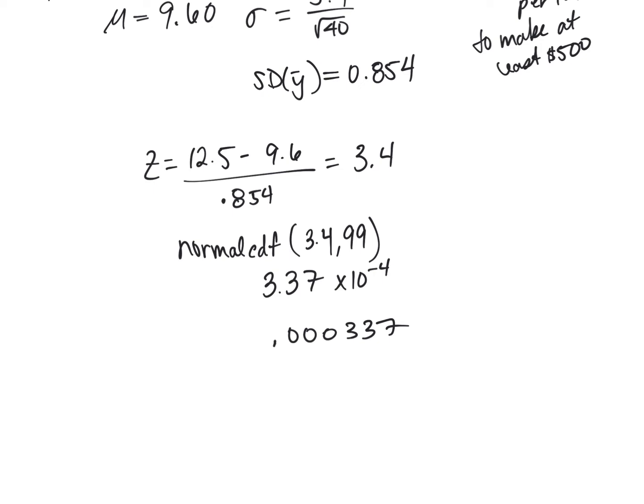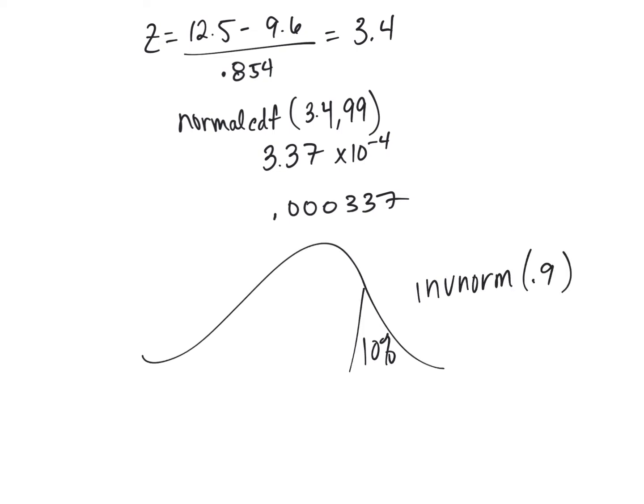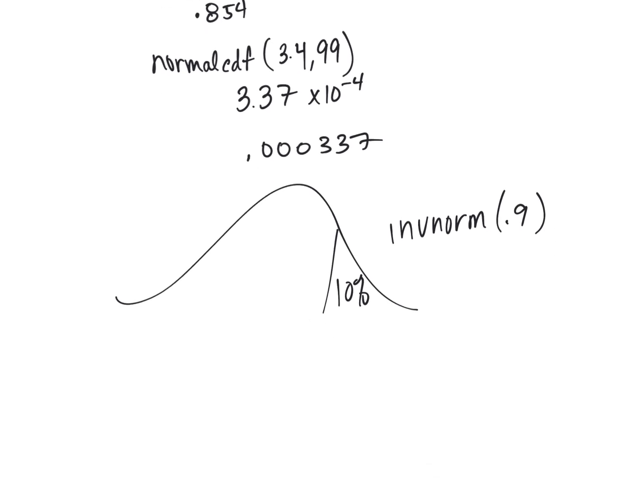Okay. And then B, how much does he earn on the best 10% of such weekends? So the best 10%, that's going to be inverse norm 0.9. If I'm doing left, center, right, I could do 0.1 right, because that's the right. The best 10%, he's making the most, which is 1.282.